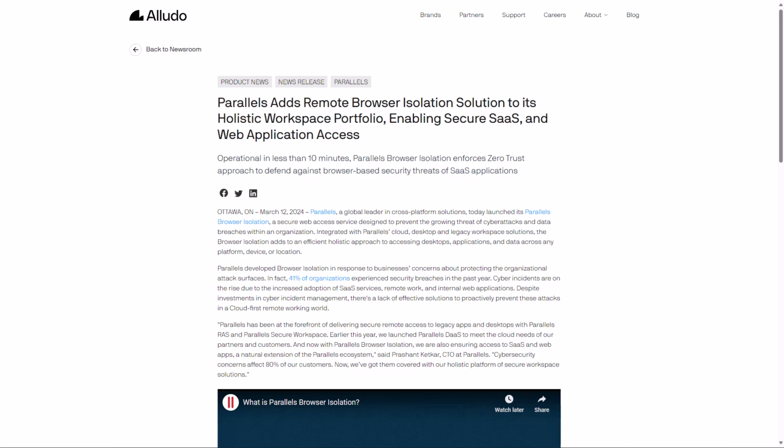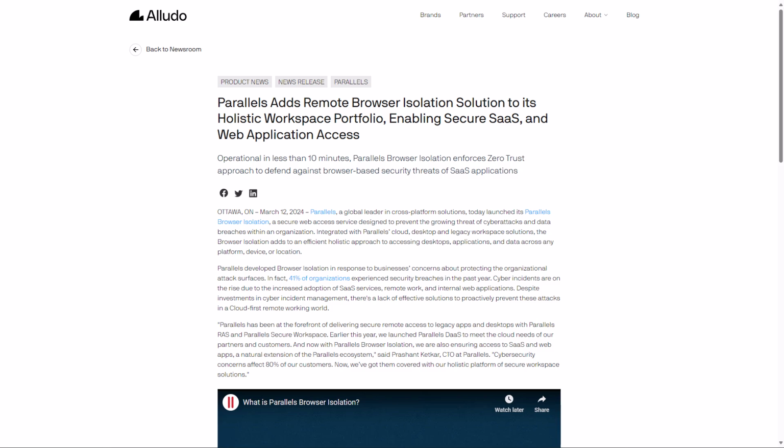Parallels has launched its Parallels Browser Isolation, which is a secure web access service designed to prevent growing threats of cyber attacks and data breaches within an organization. The service is integrated with Parallels cloud, desktop, and legacy workspace solutions. They say it's easy to set up. It can be set up in just 10 minutes, providing easy management in a user-friendly web portal and quick time to value.